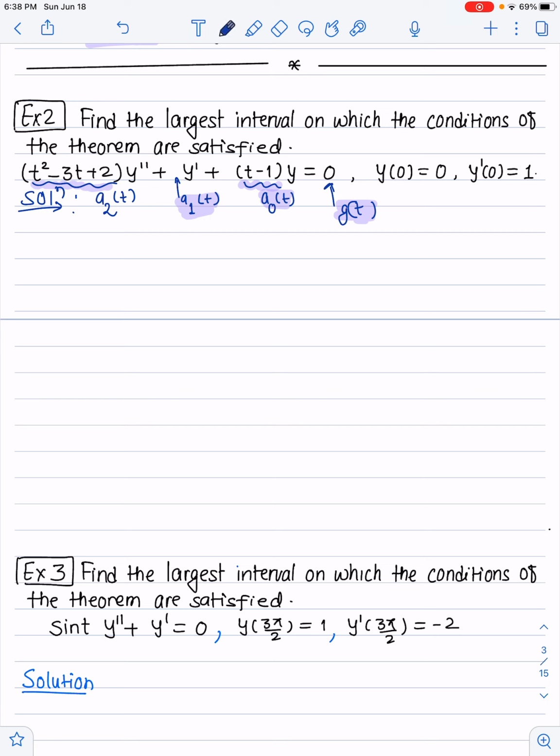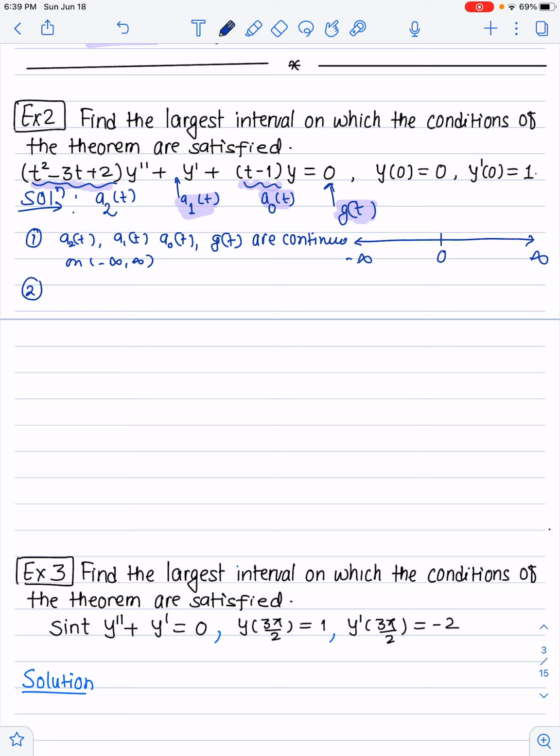So they are all continuous from negative infinity to infinity, or you can say on the real line. Now the first property holds, right? a2(t), a1(t), a0(t), and g of t are continuous on negative infinity to infinity, throughout the real line.